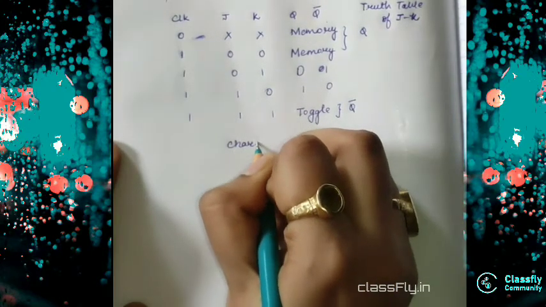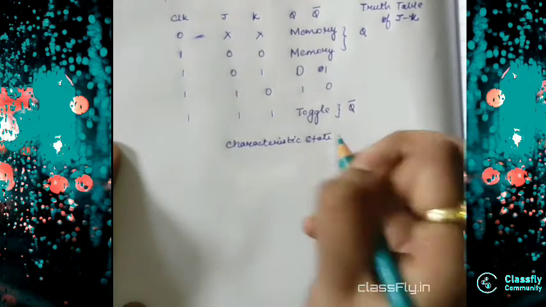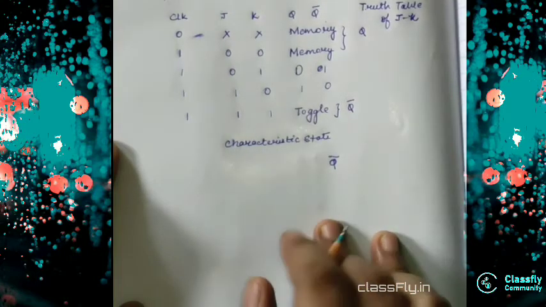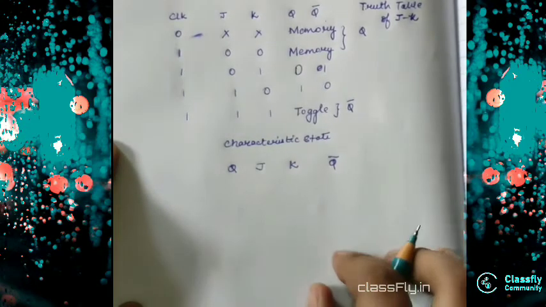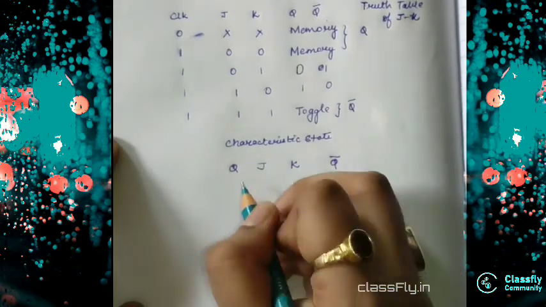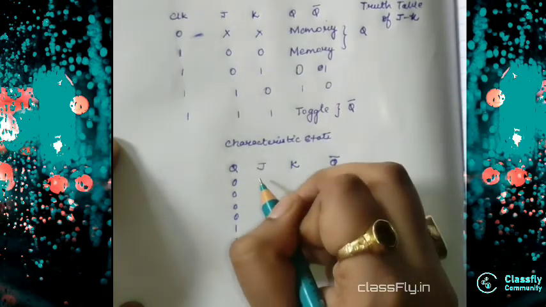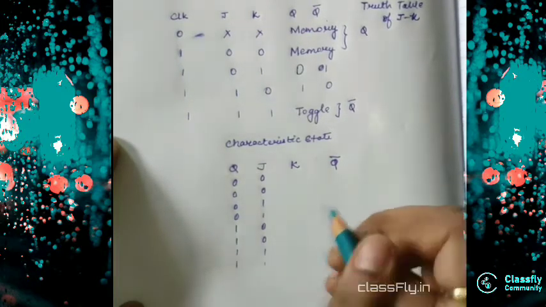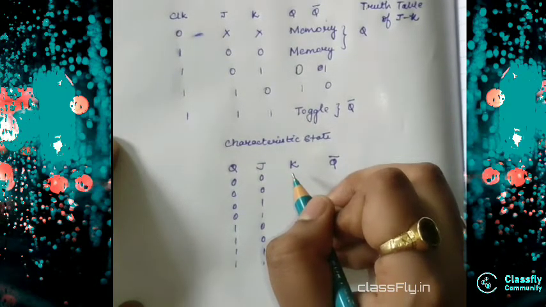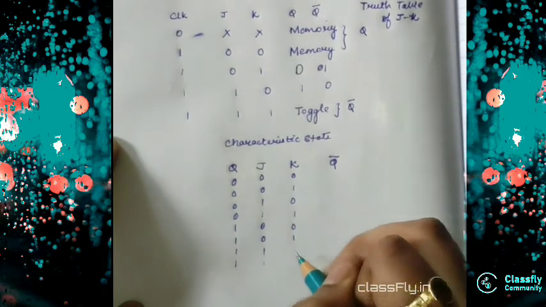Now we will make the characteristic table. As I told, the characteristic table depends on the next state. That means we have to find the next state Q, and we will have the inputs as Q, J and K, right? As there are three variables, there will be 4 zeros and then 4 ones in the first column. The second column will be 2 zeros, 2 ones, and so on until I reach the 7th row if I start my count from 0. The last column will have 0 1 combinations.